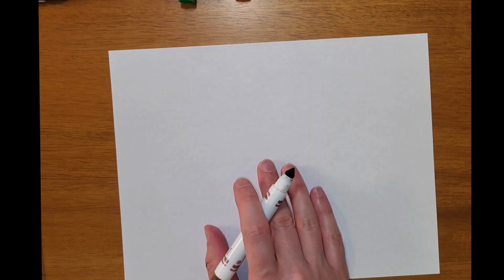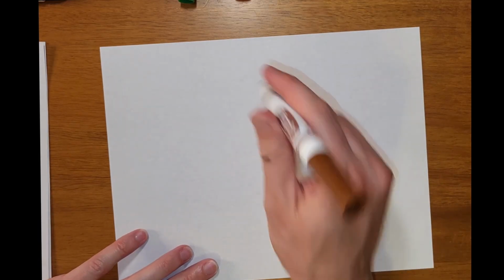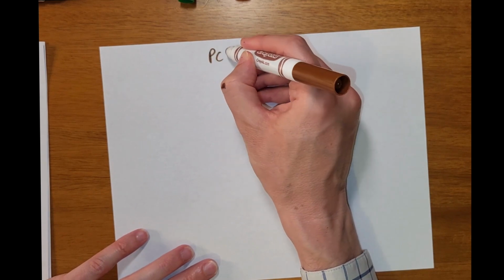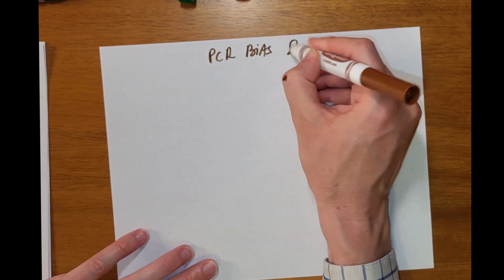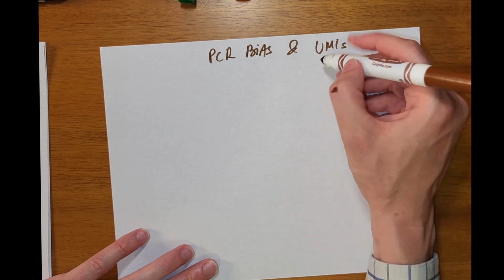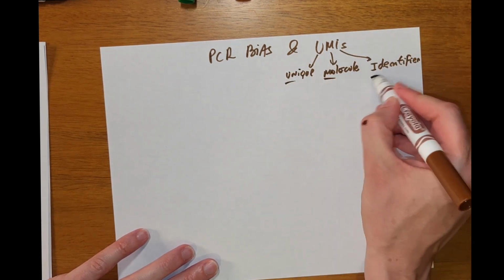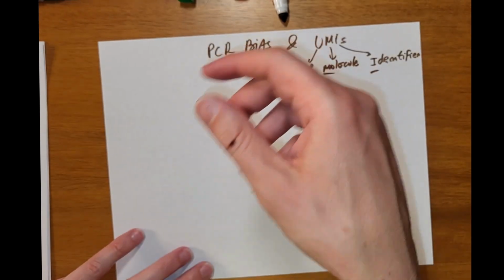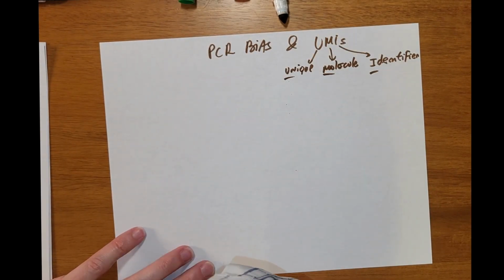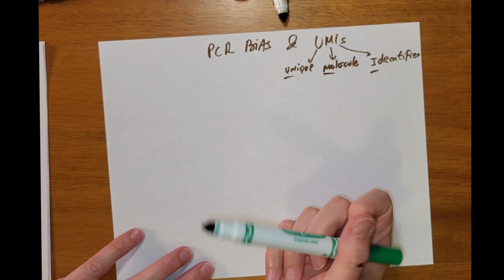So now let's move to the concept of UMIs and PCR artifacts. Okay, so let's talk about PCR errors and UMIs, or PCR bias, let's call it bias, and UMIs. And UMI is unique molecule identifier. Illumina is very dependent on PCR amplification, so there is a problem with that.